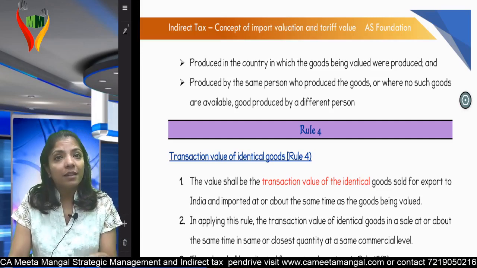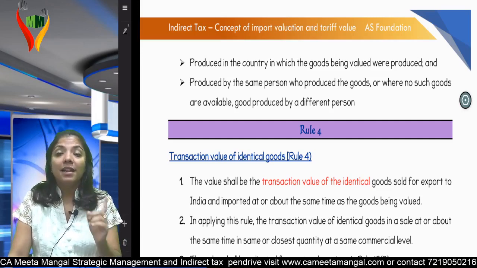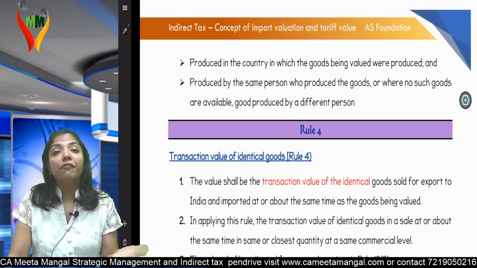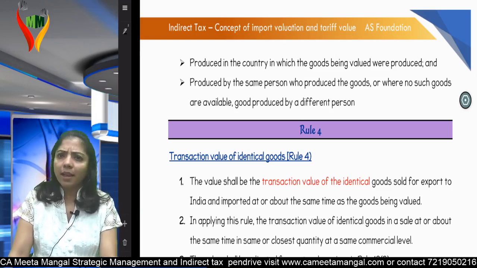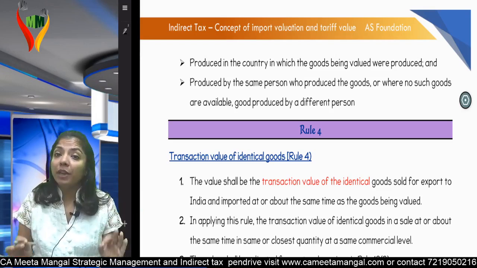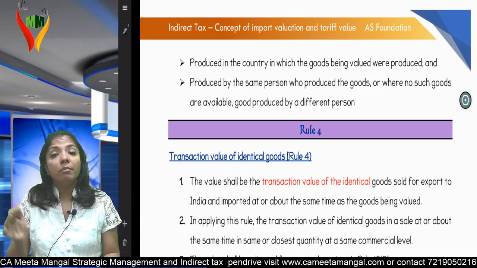Am I clear? Is identical goods clear? Is similar goods clear? At times they ask a theory question, difference between identical and similar goods. Am I clear? Can I go ahead? Now, we know the meaning of identical goods. We know the meaning of similar goods.